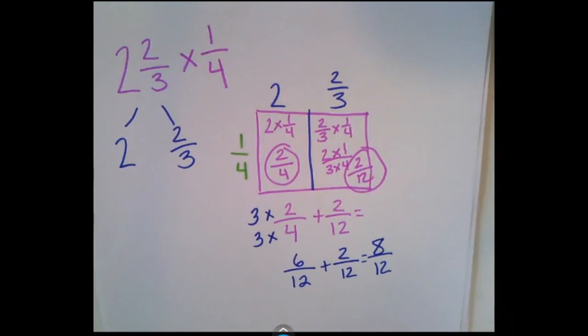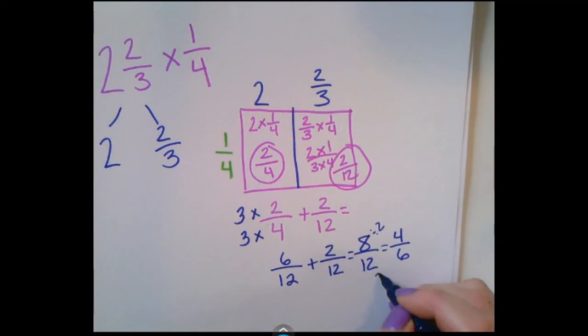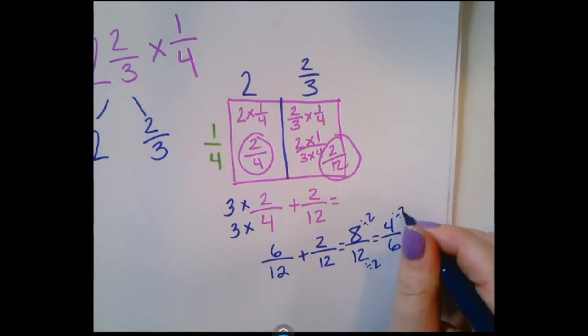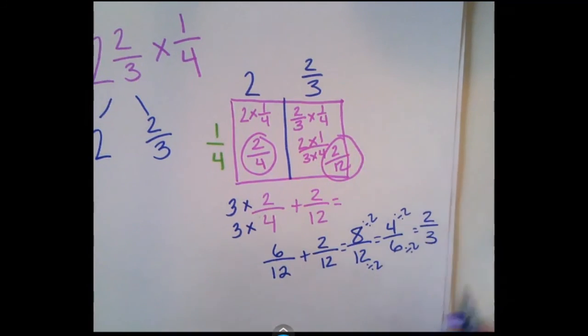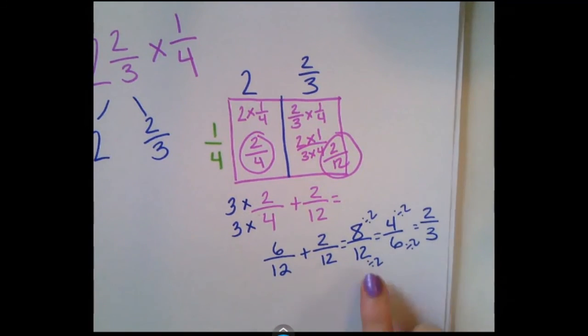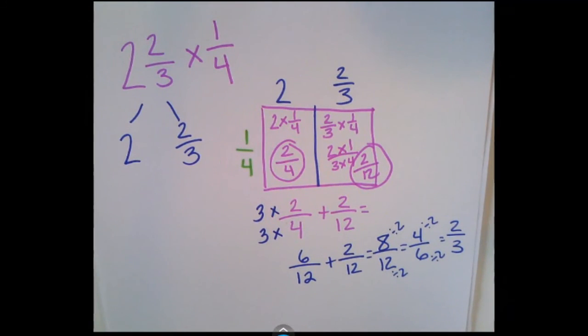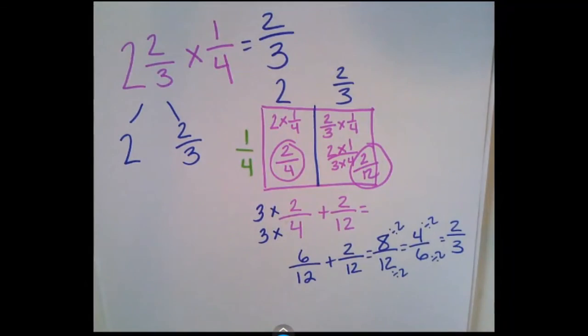Now 8/12 is a great number, but I am able to reduce it. So I'm able to reduce this to 4/6 by dividing by 2. But I can also divide by 2 again. If I divide by 2 again, I get 2/3. So all of those answers are equivalent to each other. So the answer to 2 2/3 times 1/4 is 2/3.